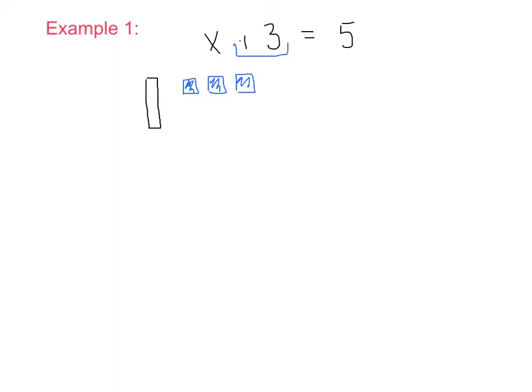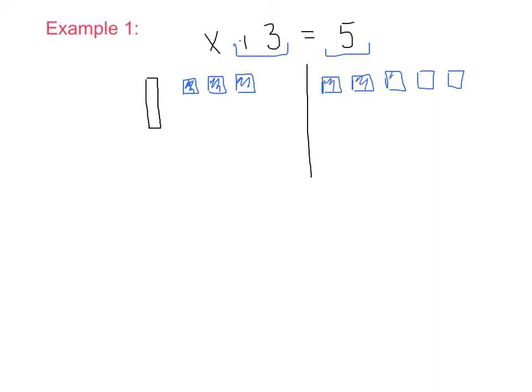My equation, I'm just going to draw a line so I know that it's separating. So that's one side. On the opposite side, I have another positive. So again, even though I don't see a plus or a negative sign, I know that if I just see a number, it's going to be a positive. So I'm going to write out 1, 2, 3, 4, 5. So I now have 5 blue squares.